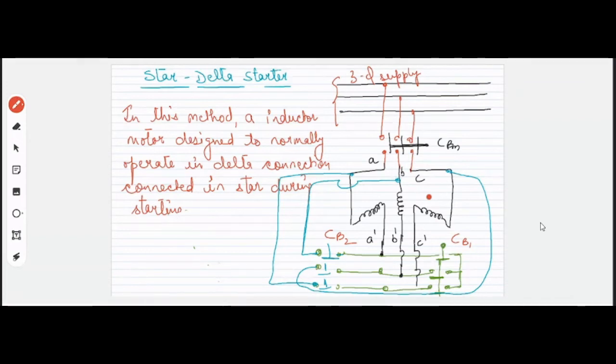So this is called the star delta starter. Is this fine? Yes, sir.